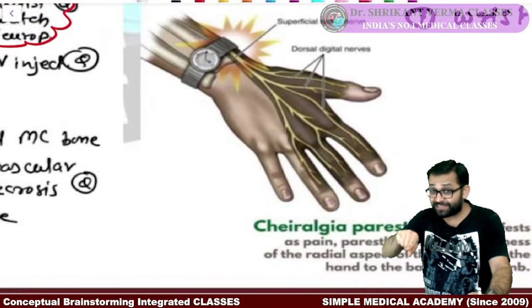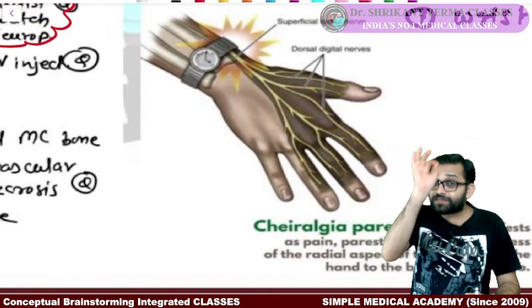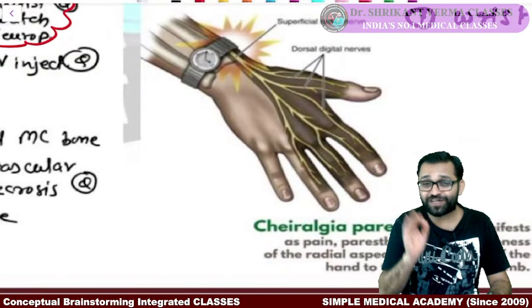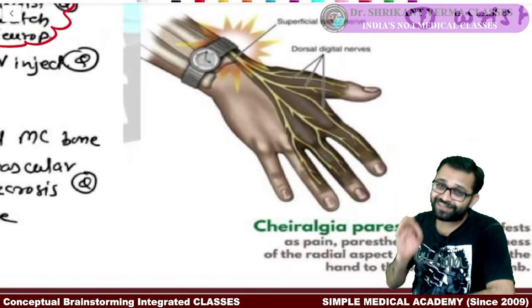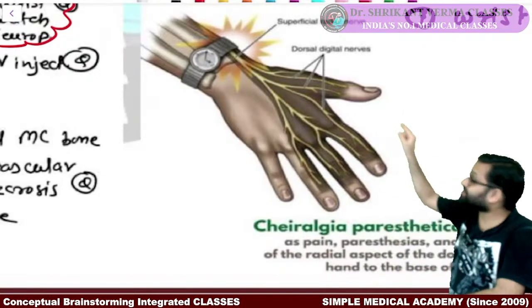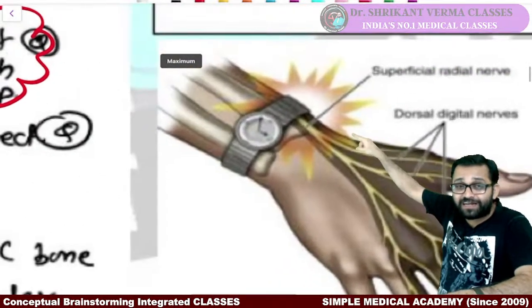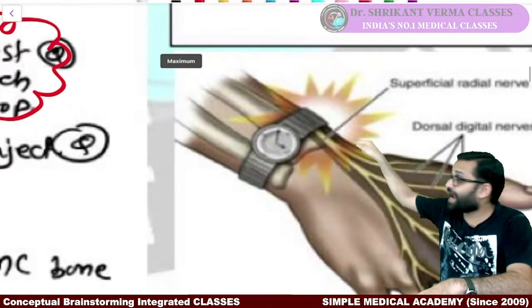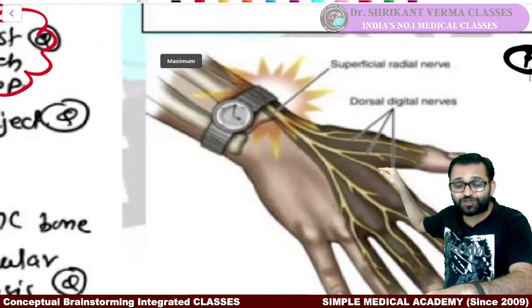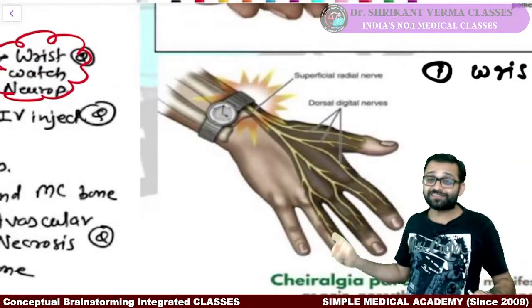Yes, meralgia paresthesia, very important question. When the lateral cutaneous nerve of the thigh is compressed, then there is meralgia paresthesia. But this is tight wristwatch neuropathy. The radial nerve is compressed due to our tight wristwatch at the anatomical snuffbox. This is known as our cheiralgia paresthesia.